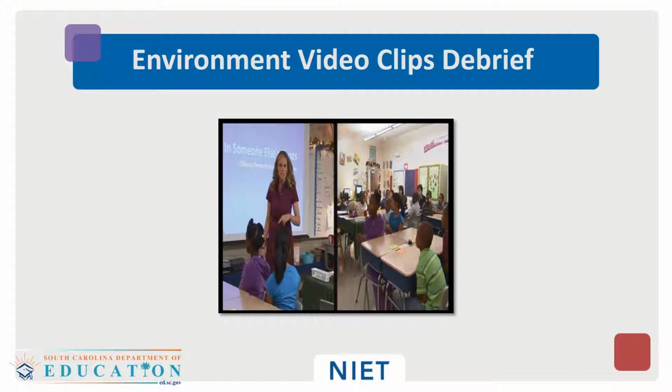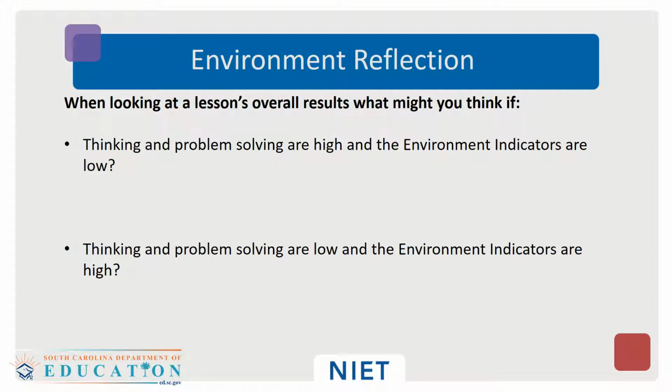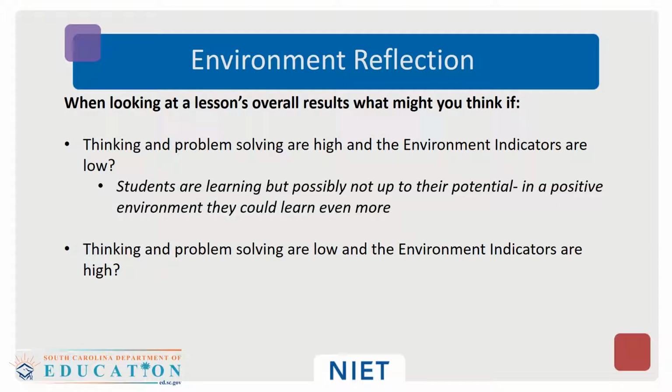Finally, in clips 3 and 4, the teacher provides students with choices and time, which encourages a respectful culture and supports the environment. The teacher has set up interdependence. Their roles would not be accomplished without the relationships between the students within the groups. The environment, thinking, and problem solving are aligned and dependent on one another. If thinking and problem solving are high and the environment indicators are low, students are learning but possibly not up to their potential. In a positive environment, they could learn even more.